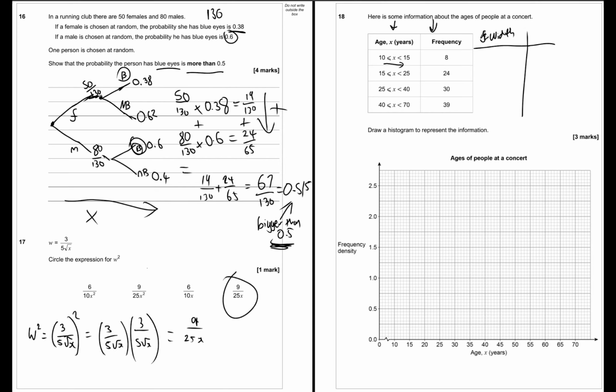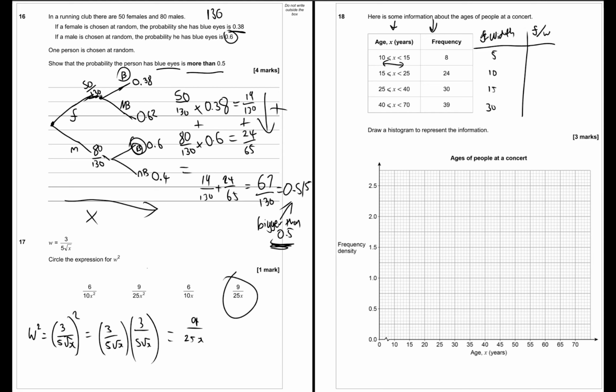Here's what I found. The width of this one is going to be 15 minus 10, so that's going to be 5. The next one is going to be 25 minus 15, which is 10. The next one is going to be 15. The next one is going to be 30. Okay, so now we want to find out the frequency density, which is going to be the frequency divided by the width.